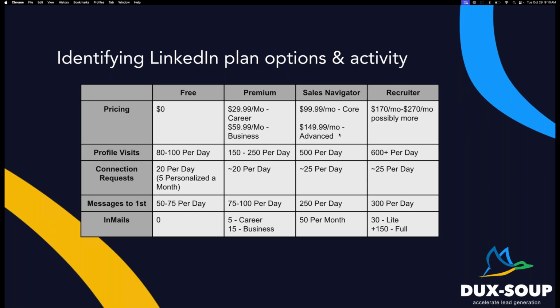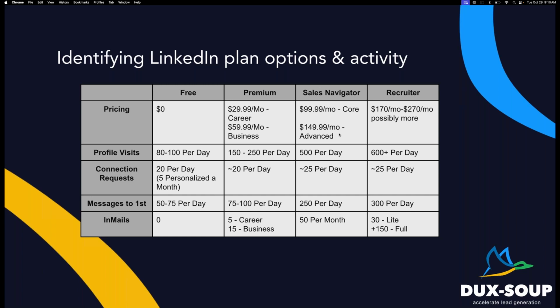So you can send about 5 personalized invitations a month, meaning that you can put a message with them, or about 20 a day, assuming that you do not put a message with those. Then when it comes to your first messages, this means messages to your first degree connections, of those, you can usually send around 50 to 75 per day.